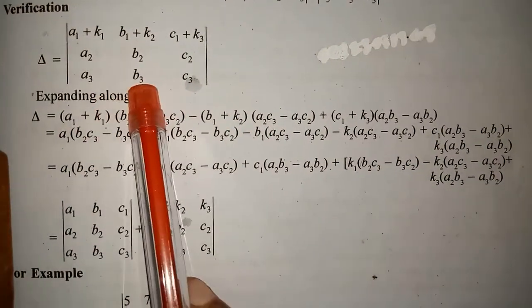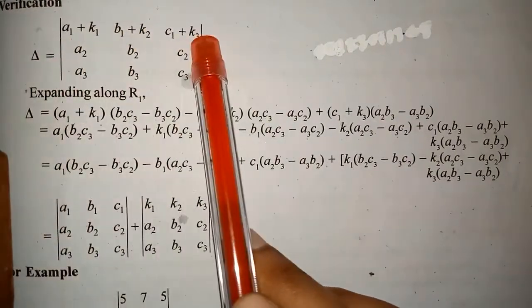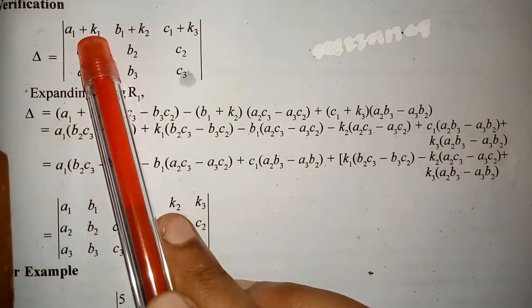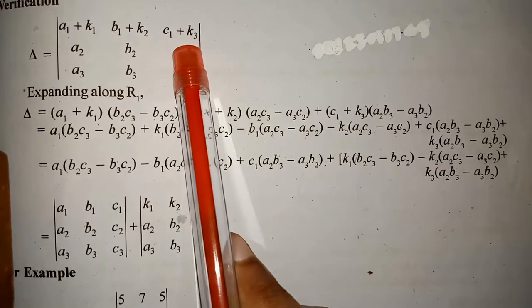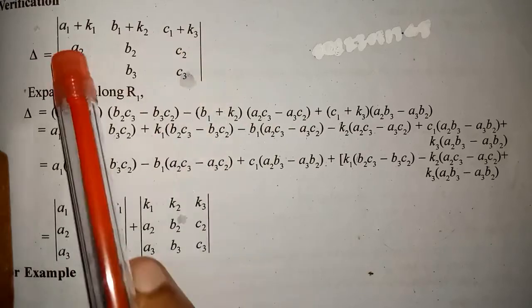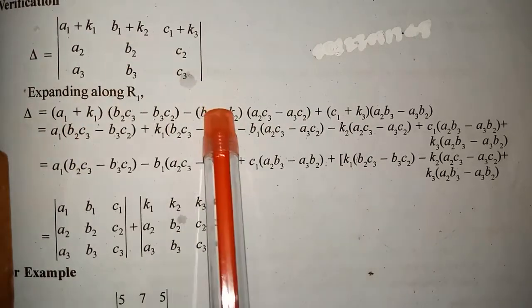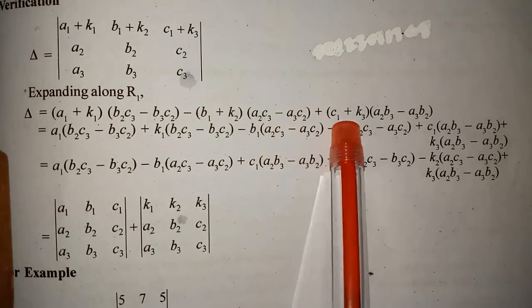So I have delta this. I am expanding along the first row. First position is positive, 1,1. Second position is 1,2, so 1 plus 2 is 3, negative. Third position is 1,3, so 1 plus 3 is 4, positive. So I have (A1 plus K1) minus (B1 plus K2) and (C1 plus K3).